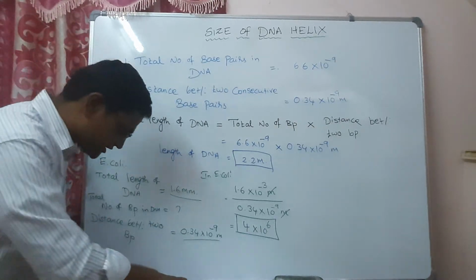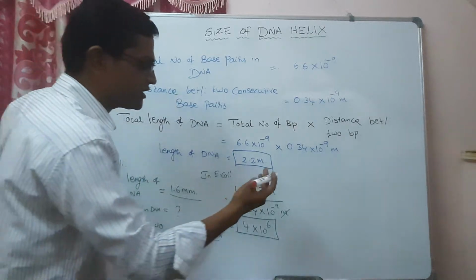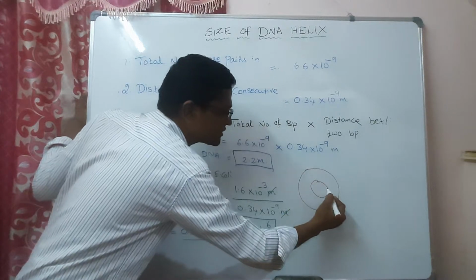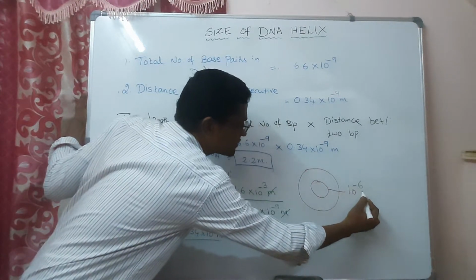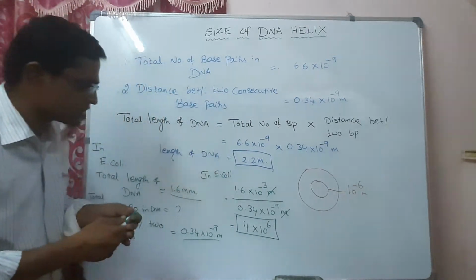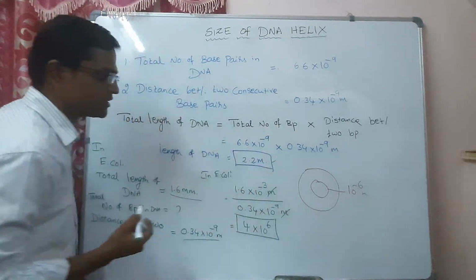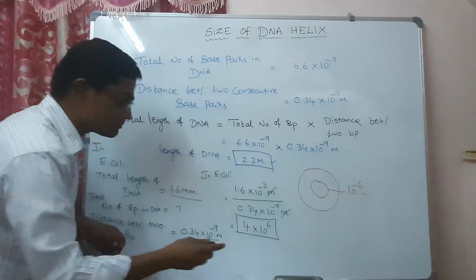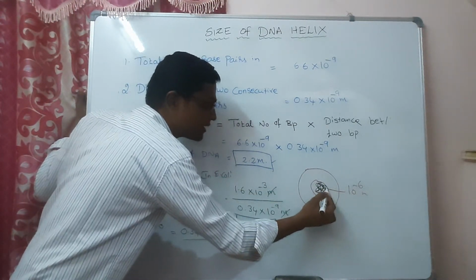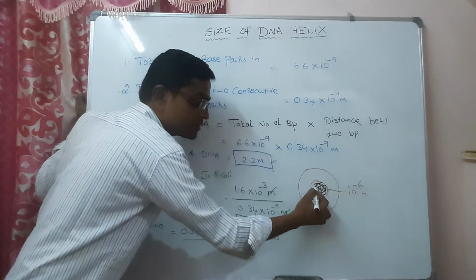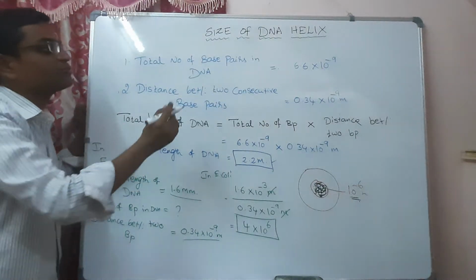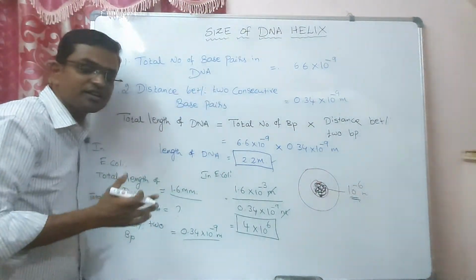Now, let us have one important concept here. You know the mammalian cell has a nucleus. The size of the nucleus is less than 10 to the power of minus 6 meter. So, what would happen here? What is the size of DNA? 2.2 meter. So, how is this 2.2 meter of DNA packaged in the nucleus, which is of lesser size? For this purpose only we are studying about the size of DNA helix.